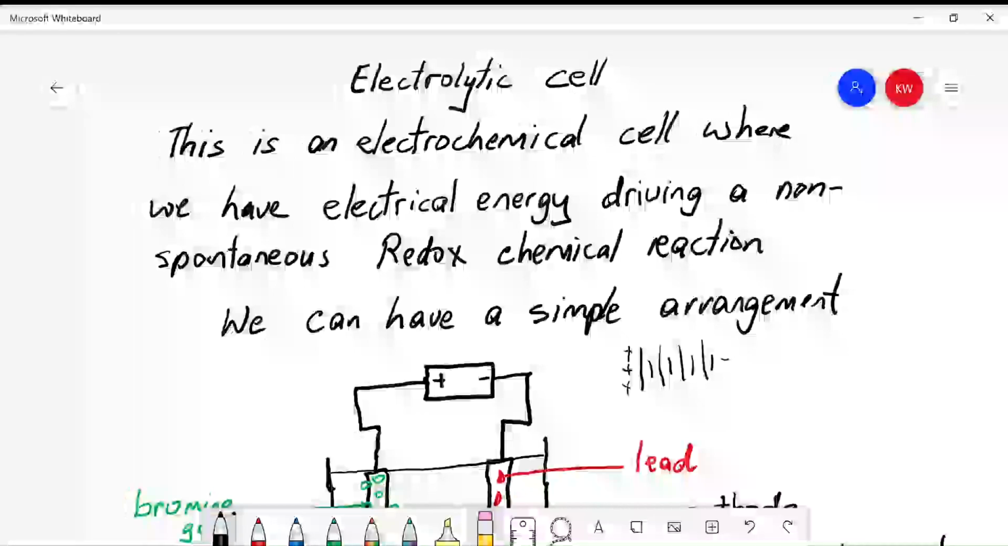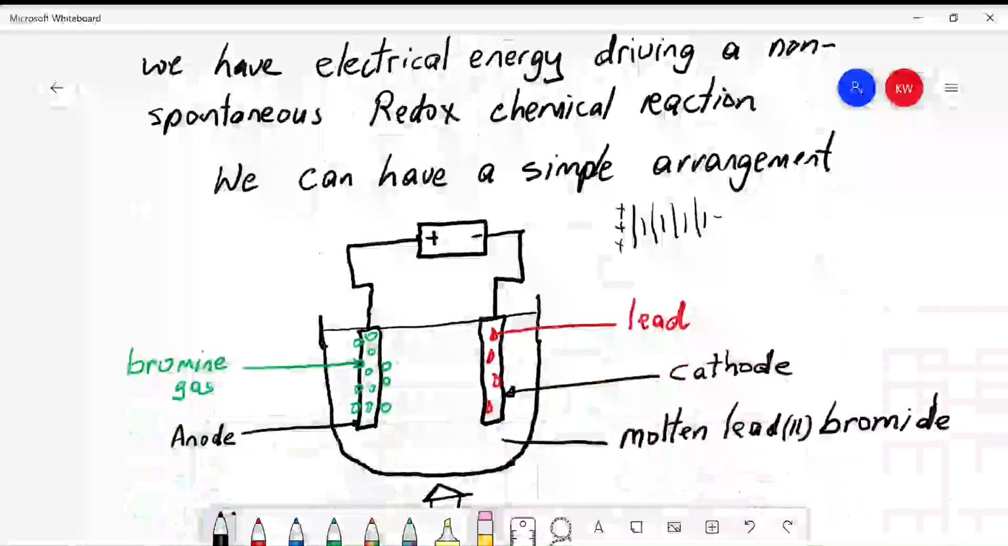Here we have a simple arrangement. We have a container, and in this container we have two electrodes, our anode and our cathode. Our anode is connected to the positive portion of the battery, and the cathode is connected to the negative portion of the battery. Here we have molten lead(II) bromide.